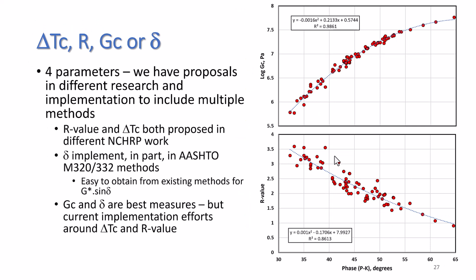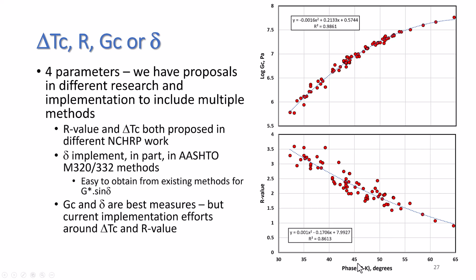So we have the four approaches. Now, which one am I most happy with as a parameter? So the delta Tc, we know there's issues with that when it comes to modified binders. So I'm not including that further in my discussion here, but rather focusing on the three parameters that we are measuring with the rheometer.